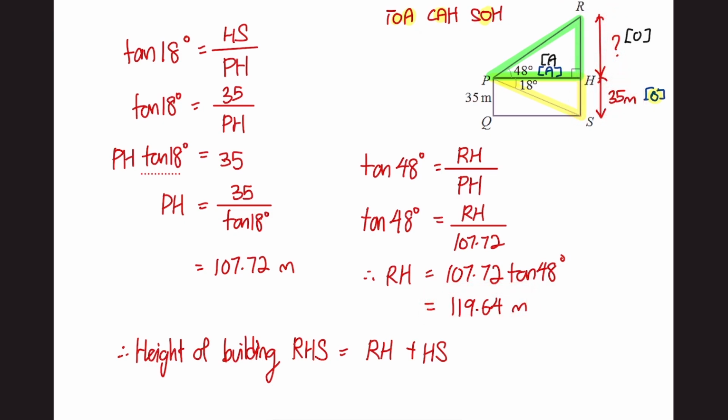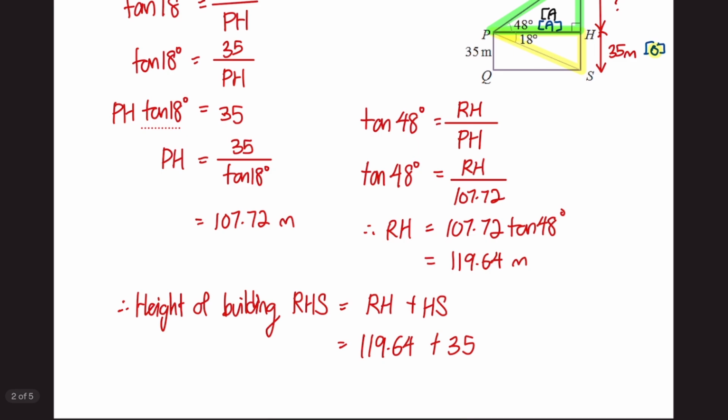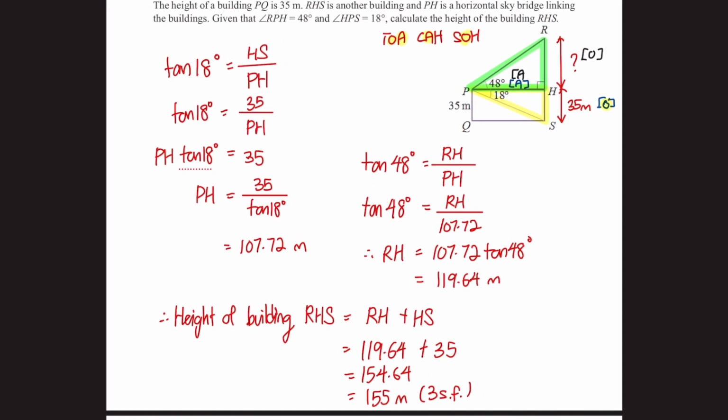So therefore, this is equal to 119.64 plus 35. Okay, which will give me 154.64. Now I can round off my final answer to 3SF. I should get 155 meters, rounded off to 3SF. Okay, and this is the solution to example 3.